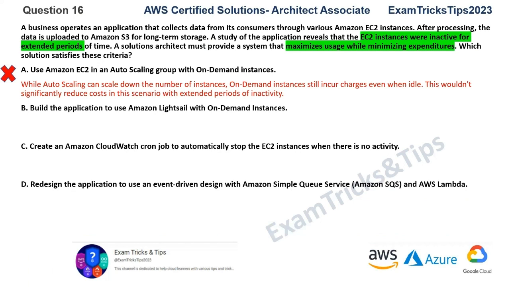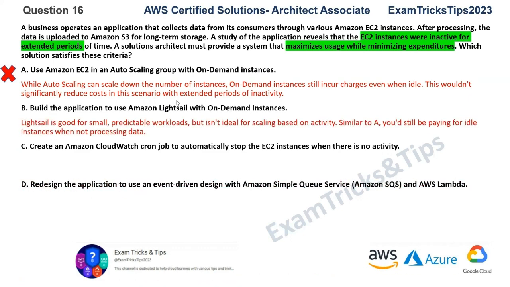The second one is build an application to use Amazon Lightsail with on-demand instances. Now, Lightsail is a newer service, and we'll go over the documentation for it later on. Lightsail is good for small, predictable workloads, but it isn't ideal for scaling based on activity. So, like option A, you'd still be paying for an instance when you're not processing data. That's ruled out as well. The third one is use a CloudWatch cron job to automatically run EC2 instances when there is no activity. Now, this could reduce cost by stopping instances, but you are talking about manual configuration, and it may not be as responsive as the solution that we have already seen. So this is not an optimum solution.